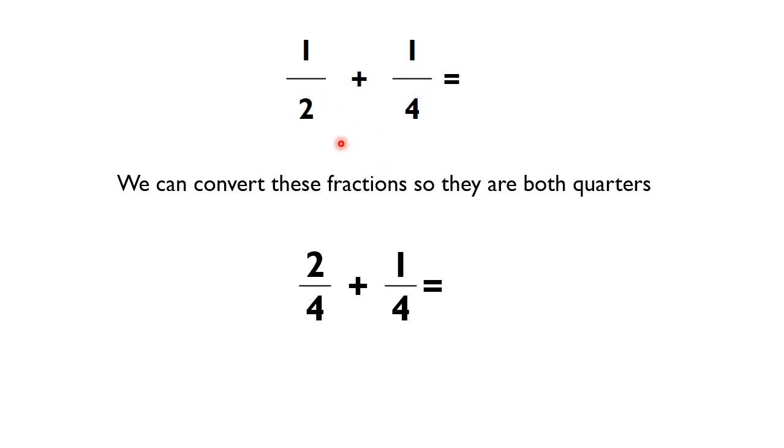So we've done 2 times by 2 equals 4, 1 times by 2 equals 2. And then that gives us 3 quarters. So 1/2 plus 1/4 equals 3 quarters.